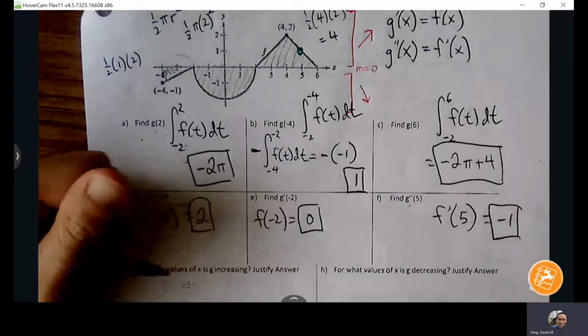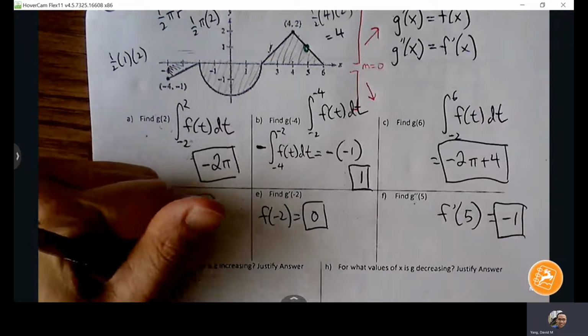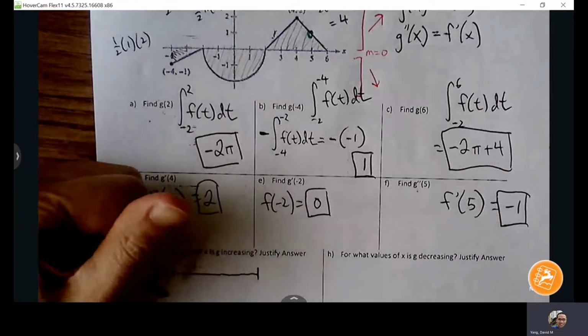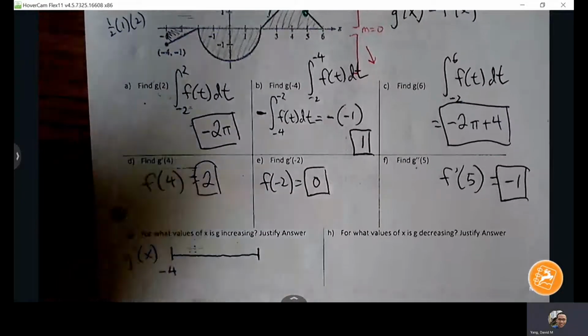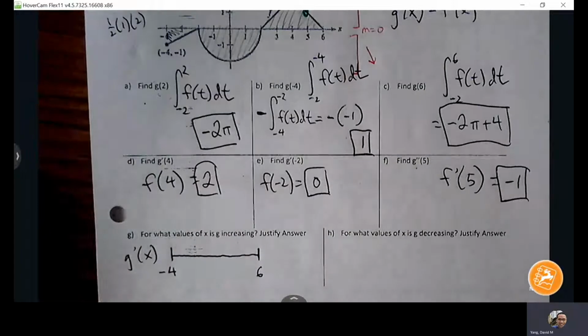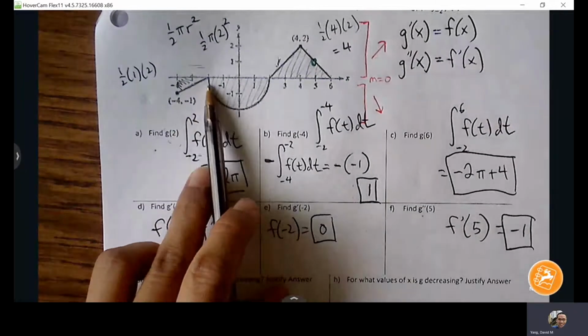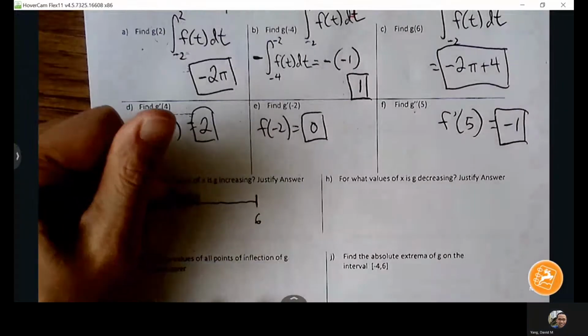Okay, let's create our G prime sign line so we can just look at the arrows and decide, and also use it for future reference. We're going from -4 to 6. Okay, where are the critical points? Good, -2 and 2. That's it, right? Just -2 and 2.